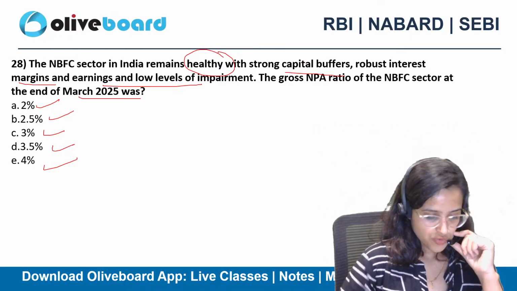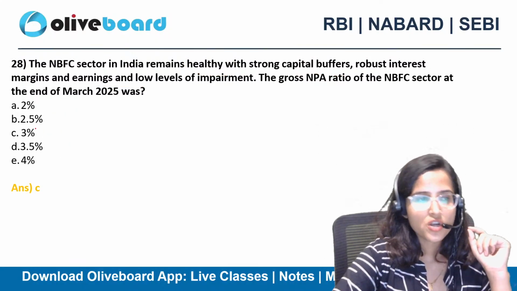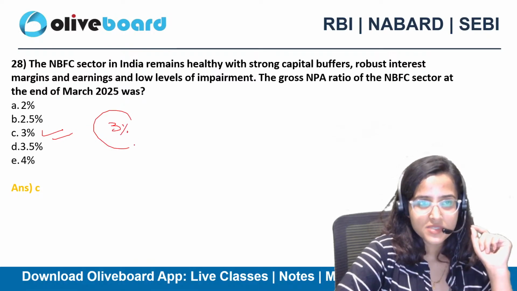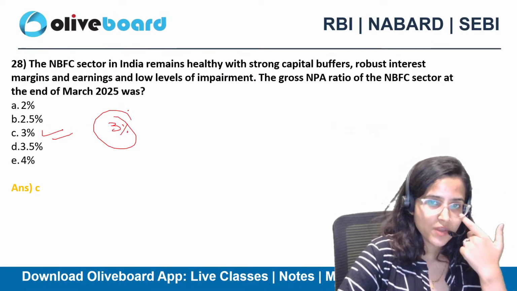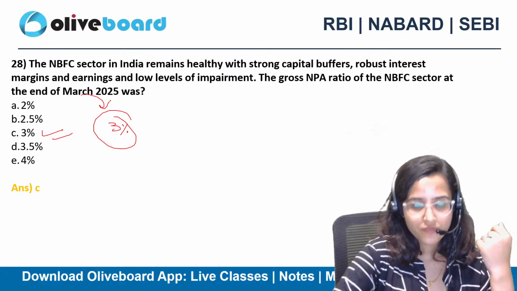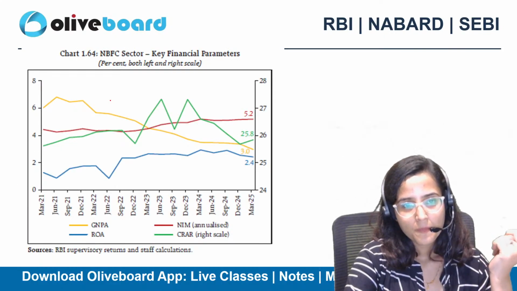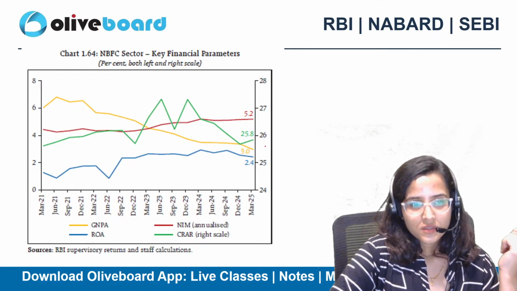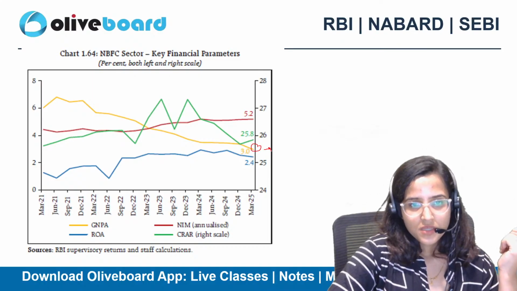28th, Ashish and Anurag have given me D as the answer, which is not correct. The answer is 3%. ठीक है? Gross NPA ratio of NBFC sector at end of March 2025, 3%. Okay? Gross NPA 3%.